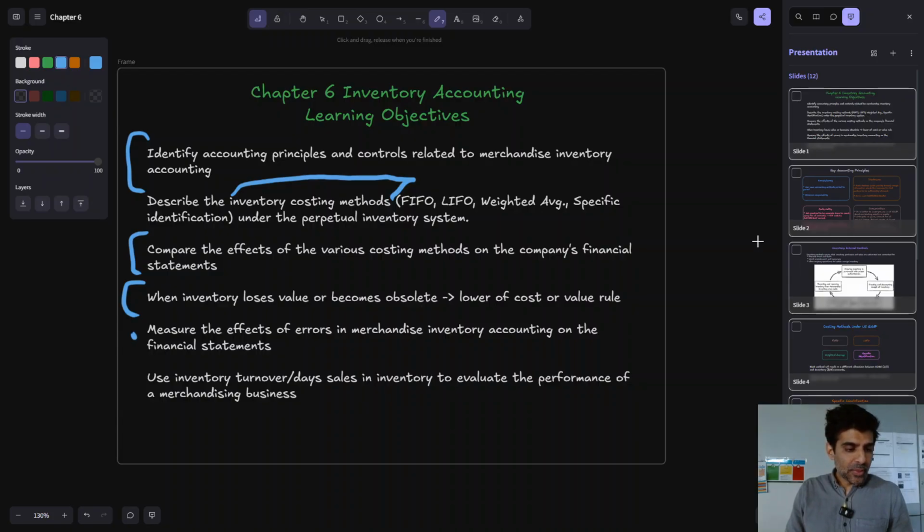This is a minor topic: if there's an error in your inventory accounting, how that affects your financial statements, and how it self-corrects. We'll see that.